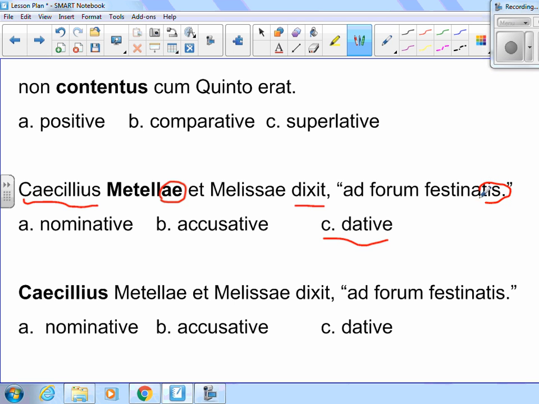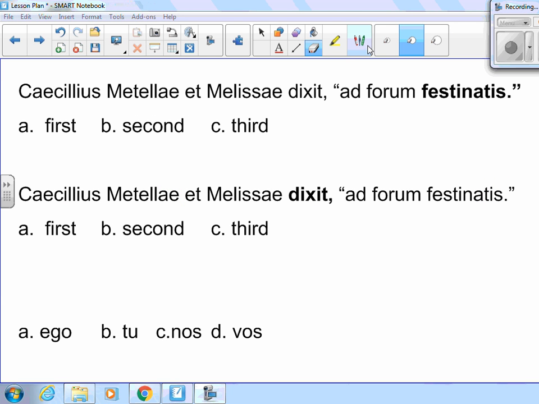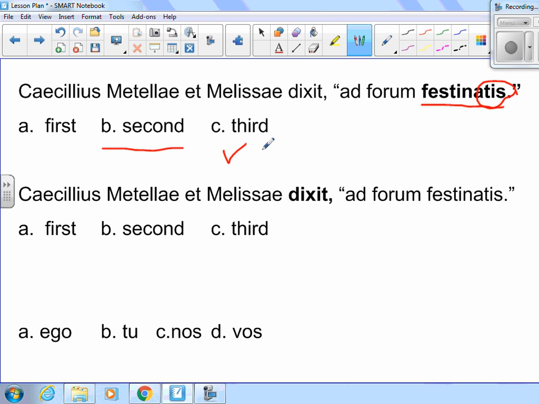Here I have the same sentence asking a different question. I'm asking for the person. I get festinatis. I see the -tis. I know that that is second person and plural. I know that because I would use vos. Don't forget I would use vos as my personal pronoun.